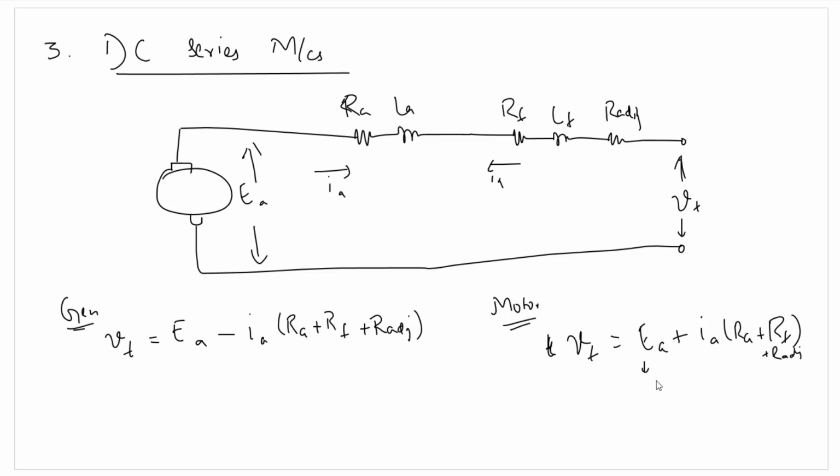It's worth noting here that in case of a DC series motor, since the field windings are in series with the armature, we'll be using fewer turns of the field windings, so that RF actually offers lower resistance, whereas in case of a DC shunt motor, since the field winding is in parallel with the armature, we can have a larger number of turns. So this is about the DC series motor.